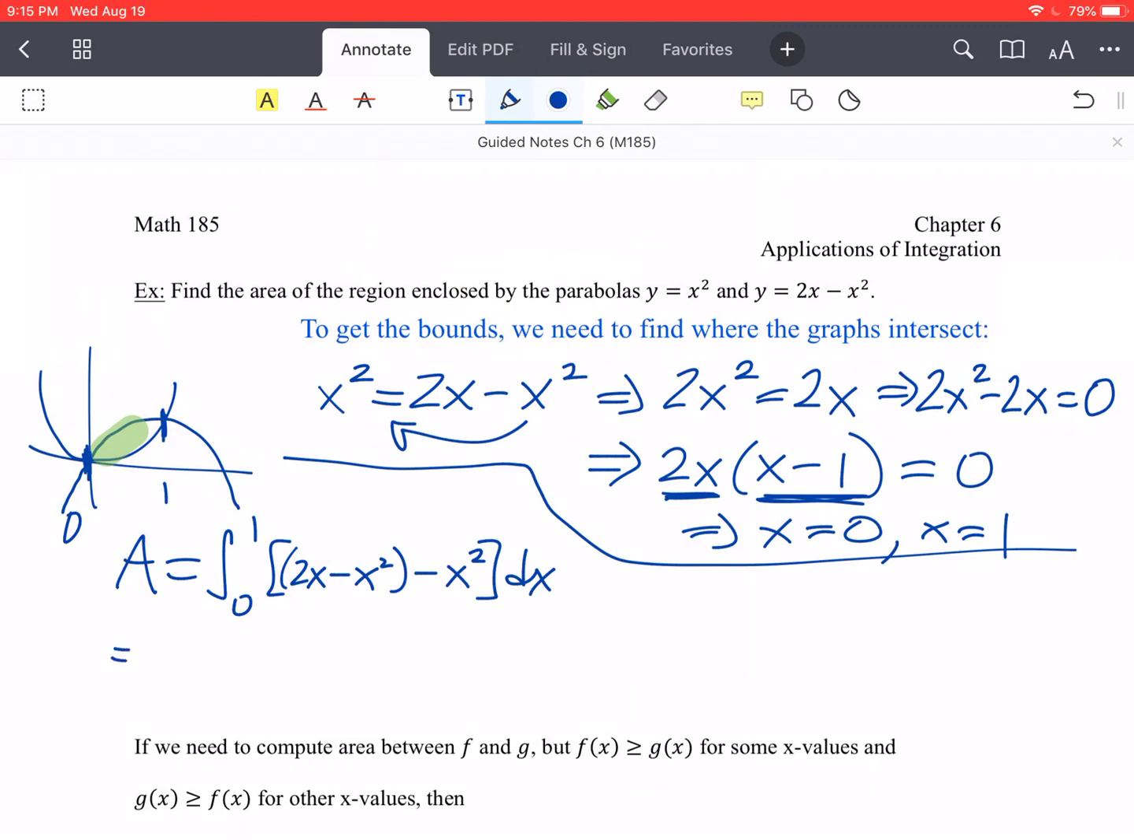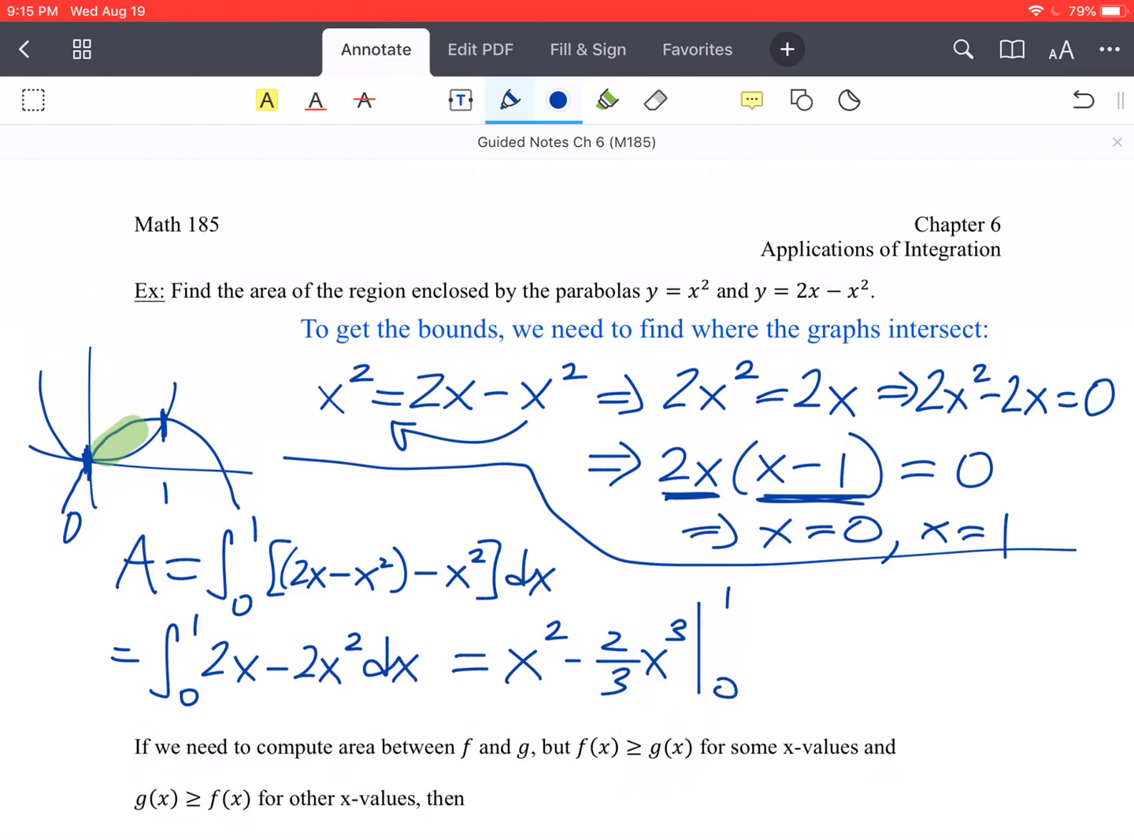Okay, let's combine just to make it a little simpler. So integral 0 to 1, 2x minus 2x squared dx. Now we can go ahead and take an antiderivative. So that's going to be x squared minus 2/3 x cubed, evaluated from 0 to 1.